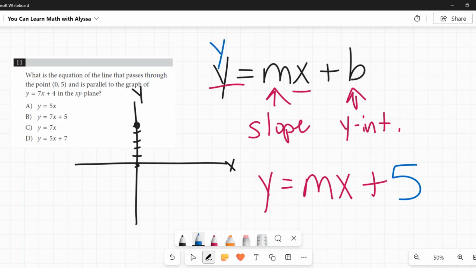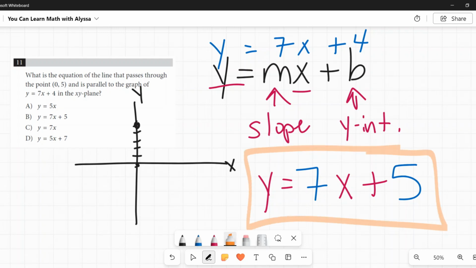So again, we have that y equals 7x plus 4. This m here, that number that's next to the x, that is our slope. So it's saying it has a slope of 7. And as we just discussed, lines that are parallel have the same slope. So we want our new line to also have a slope of 7. So that's going to go right here in place of this m. And so there is my final y equals 7x plus 5.